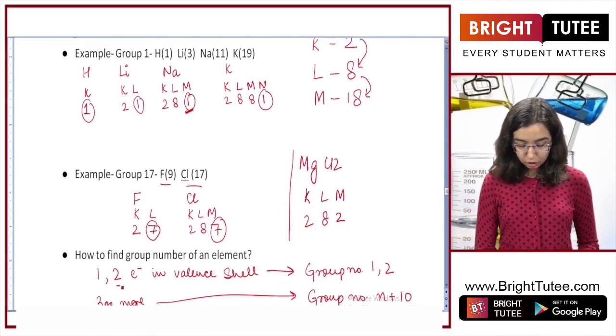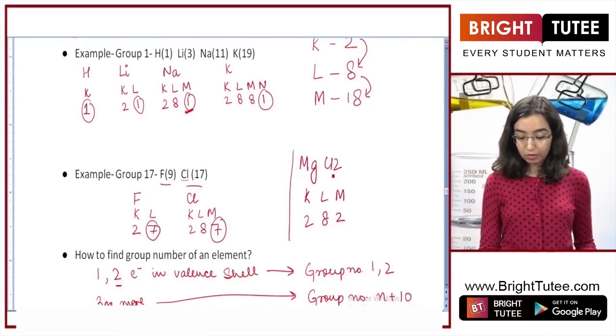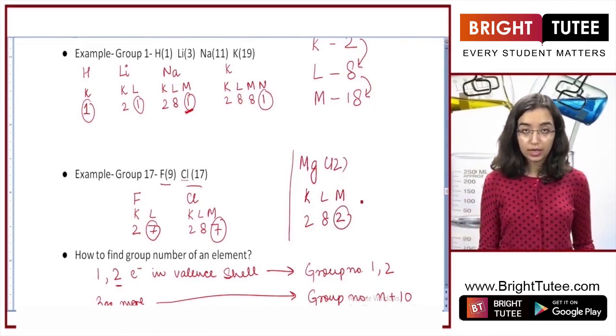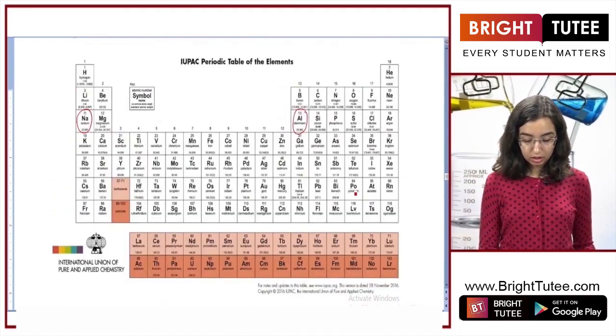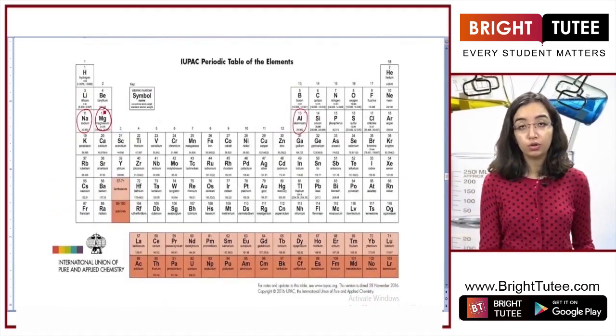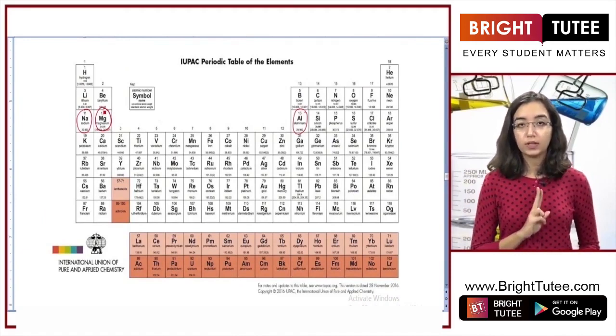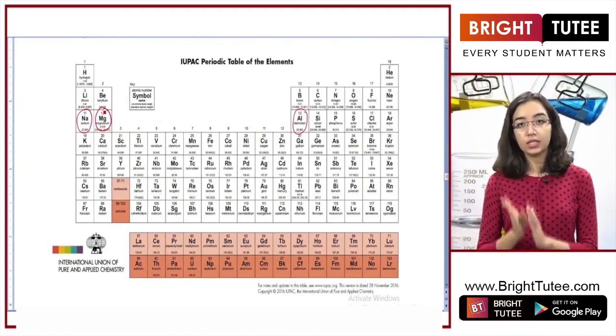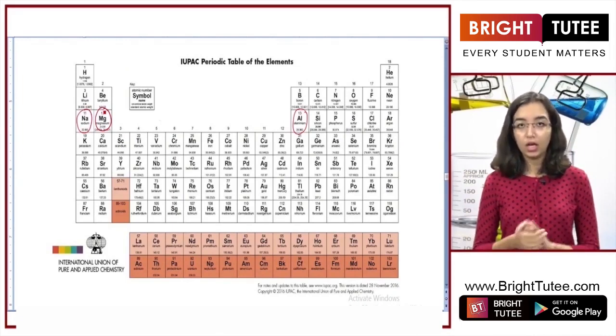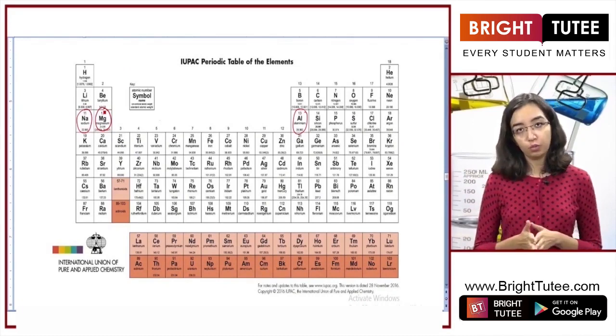Because again, even if it's 2, then you still go with the group number 2, so magnesium should be in group 2. So let's see. You see, magnesium is in group number 2. So up until 2, if it's 1 or 2 electrons in the outermost shell, then the group number is the number of valence electrons. But if it becomes 3 or more, then you add 10 to get the group number.